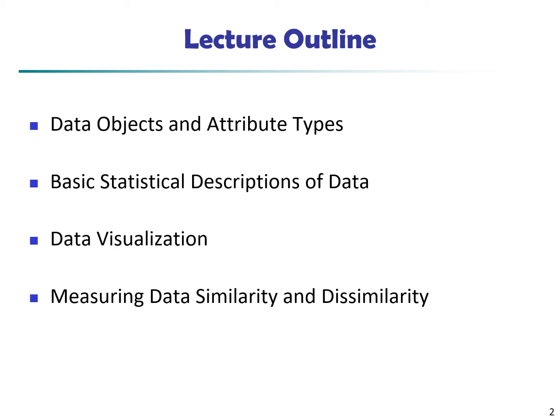So for today's lecture, for the first hour, we're going to talk about data objects and attribute types. And for the second hour, we're going to talk about basic statistical descriptions of data. Now, the two topics are related. In order for us to be able to represent and describe data, we need to know the different attribute types, or the different types of data, because once you know that, you will directly be able to know what is the best way to describe these types of data.